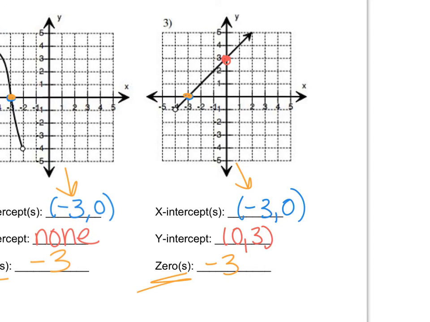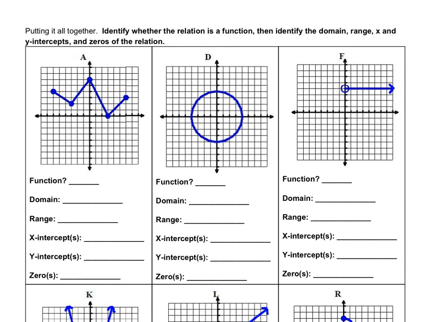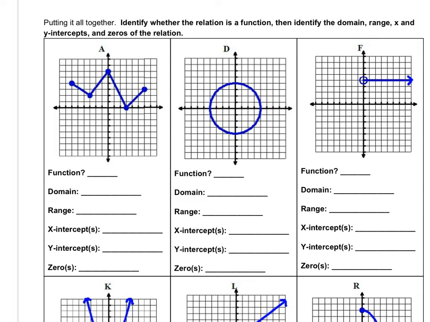So what you're going to do now is put it all together. This is talking about everything we've talked about. Is it a function? Then you're going to identify domain and range. So domain, remember, put up those walls; range, floor and ceiling; x-intercepts, y-intercepts, and zeros. We'll do the first one together, and then you can try the rest on your own. Okay? So is this a function? Well, there are no overlaps. It passes the vertical line test, so yes, this is a function.